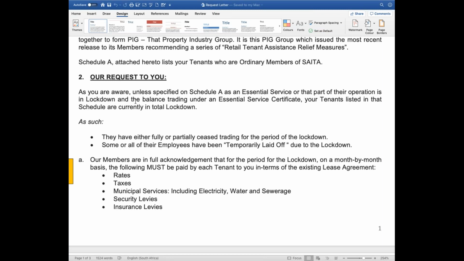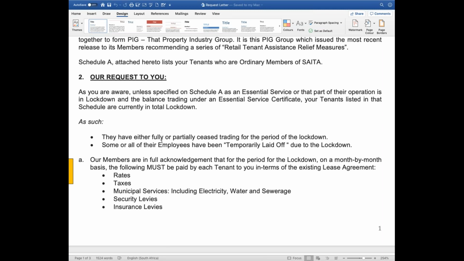Number two, our request. As you're aware, unless specified in Schedule A, we're either essential services or that part of their operation is in lockdown, the balance trading under an essential services certificate. Your tenants listed in that schedule are currently in total lockdown. So we're basically saying to them that unless we specify that they are essential or part essential services, then that tenant is in total lockdown. When I send the link to the Google questionnaire to you, I will ask you to indicate if you're in lockdown, if you're partially essential services or fully essential services.